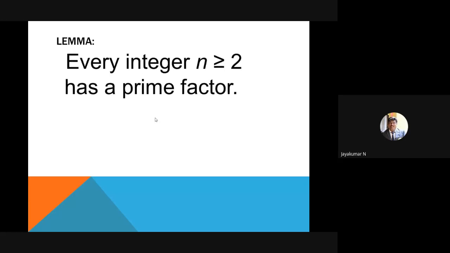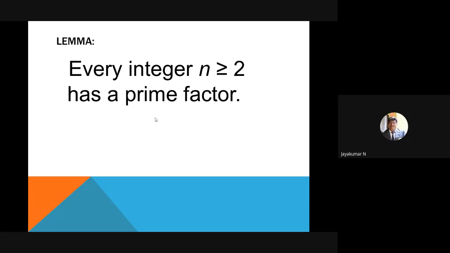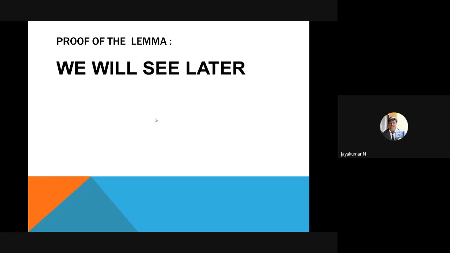So that is nothing but our next lemma. Every integer n greater than or equal to 2 has a prime factor. This is an important lemma because after this we have one theorem. That is a 4 mark theorem or sometimes 8 mark theorem. 8 mark theorem means you have to first write this lemma, and after that only you have to prove the theorem. Suppose the theorem is asked as a 4 mark problem, the theorem itself is enough. No need to prove the lemma. I only told you that this is an important lemma. Proof of the lemma we will see later.